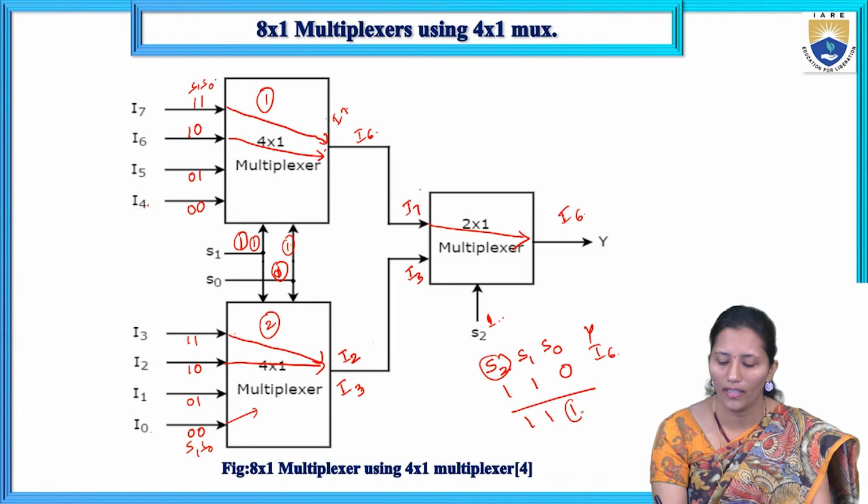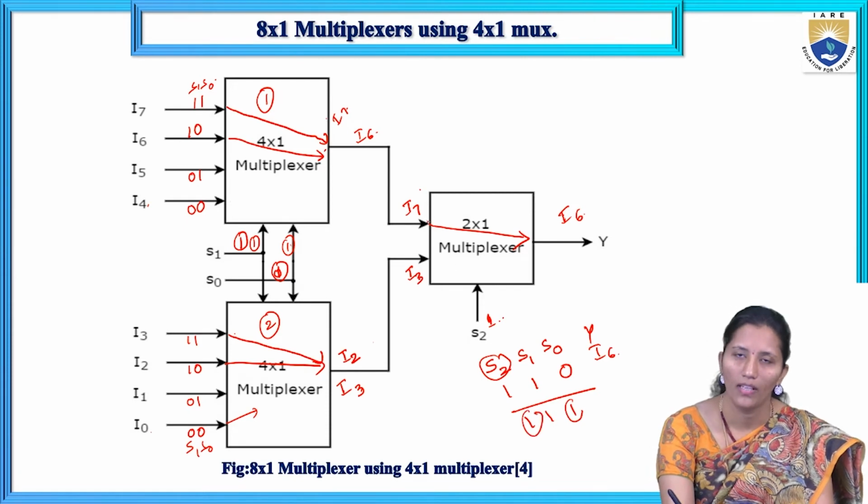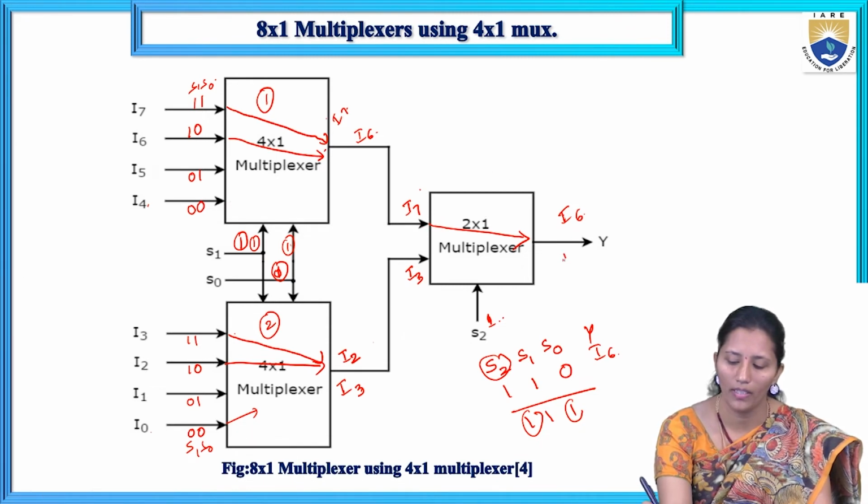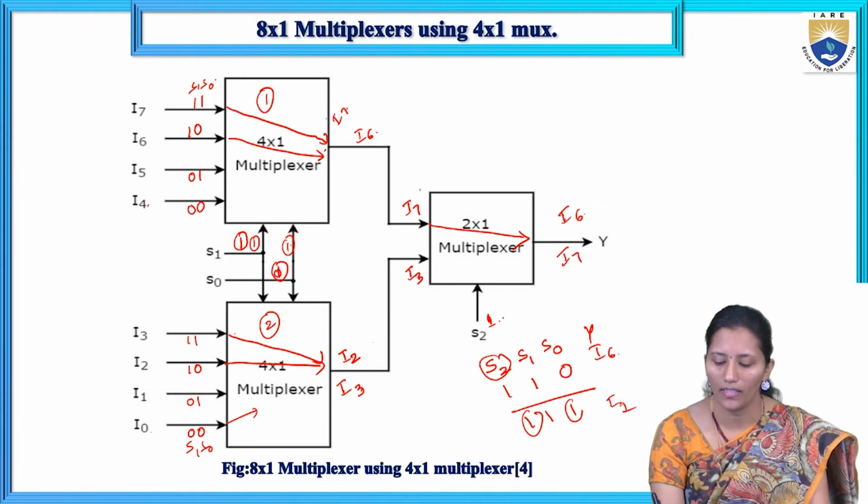If the selection line S2 is 1, I7 will be mapped, and if it is 0, I3 will be mapped for this 2 by 1 multiplexer. 1 means I7 will be mapped. So if it is 1, I7 will be coming to the output. So that's why here we are getting output I7.